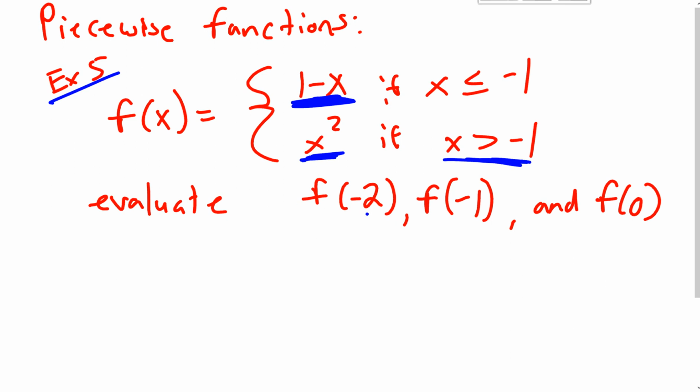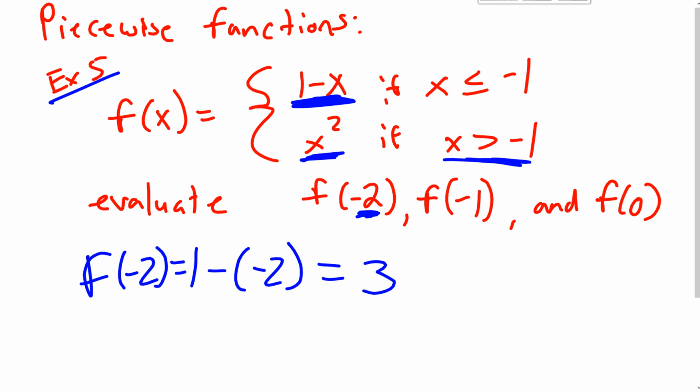So we want to find f of -2. So which one are we going to use, the top one or the bottom one, if our x is -2? If x is -2, then we're going to use this top one. So we're going to plug in -2 in here. Go ahead and solve, we get 3. So f of -2 equals 3. -1, we also use this one, right?